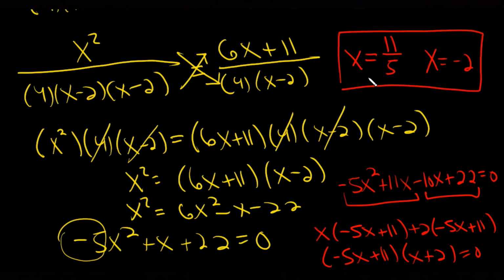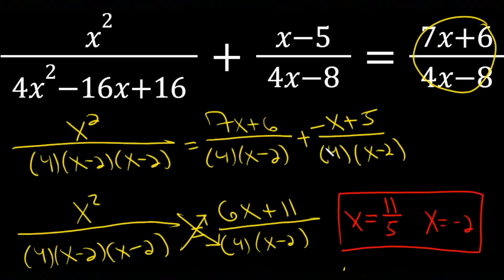So let's go ahead and scroll up to the original equation, and let's do 11 over 5 first. If I plug in 11 over 5, anywhere on my denominators, will it lead to division by 0? So looking at this denominator right here, if I plug in 11 over 5, wherever I see an x, I'm not going to get a 0 there. Same thing here, I won't get a 0 here. And same thing here, I'm not going to get a 0 here, right?